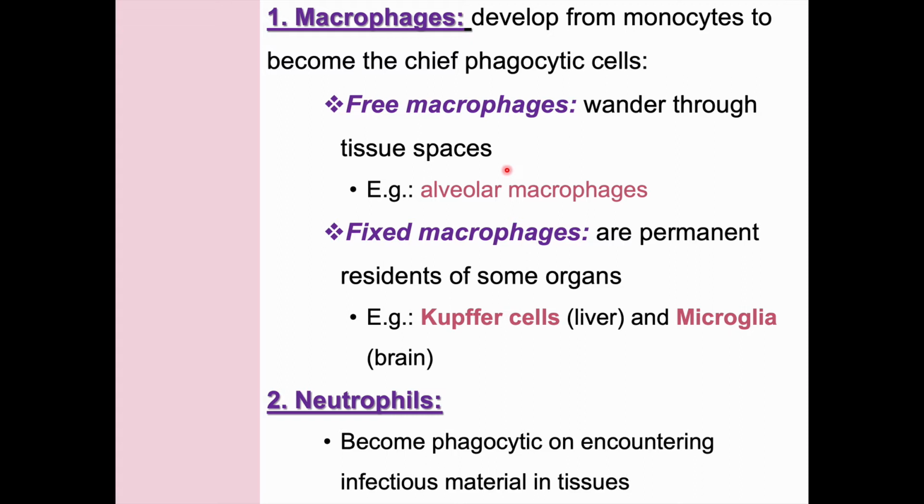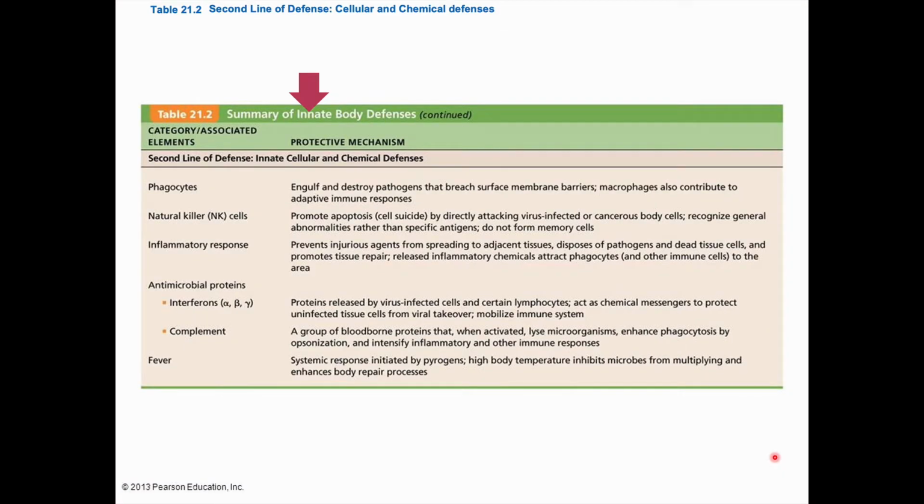Okay, and also the microglia, a connective tissue cell that is present in the brain. They also help in the process of killing the bacteria. Okay, the neutrophils are phagocytic cells. They simply swallow the bacteria and they also die. Okay, so this is a summary. We discussed phagocytic cells, the natural killer cells, the inflammatory response, and the antimicrobial proteins, that is the interferons. Alpha, beta, and gamma interferons are present.